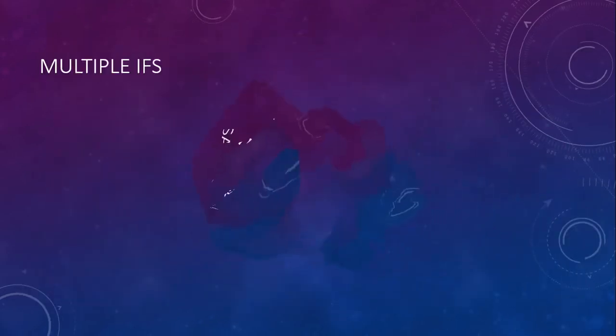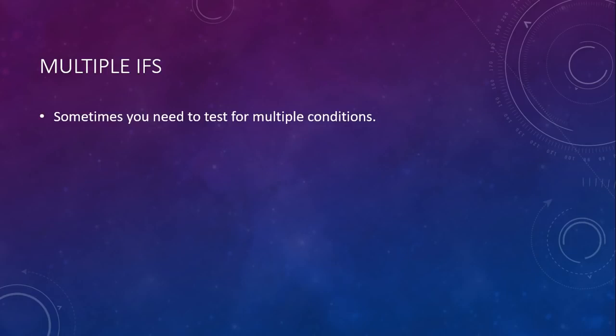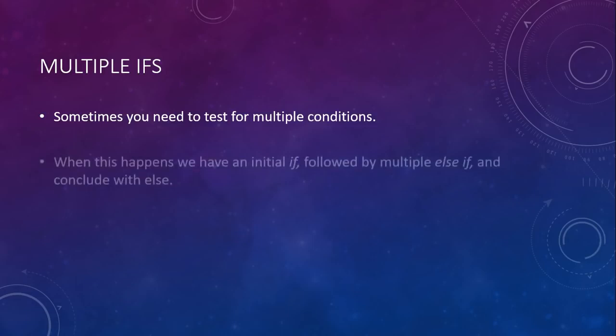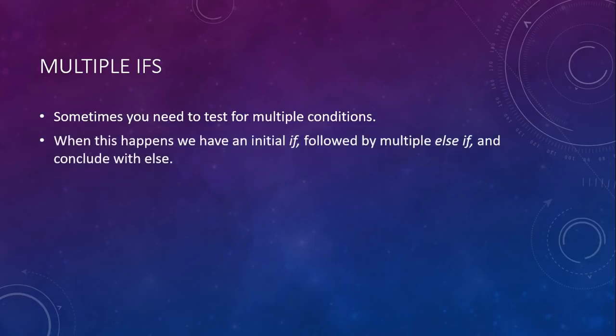All right, next let's discuss multiple ifs. Sometimes we will need to test for multiple conditions, like you want certain things that happen at certain points. And while yes, you could write multiple if statements, it's really not the way to go about doing it. All right, when this happens, we have an if followed by multiple else ifs, and then we typically will conclude with an else because else again acts as our catch-all.